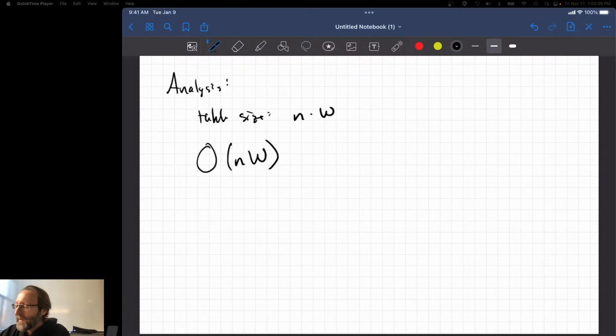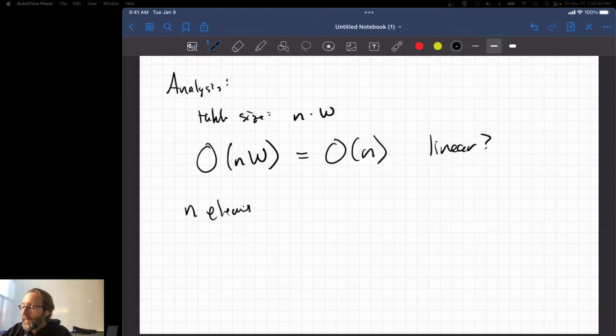So, is it order n? In other words, it's linear? No. Depends on what w is. Good. There's not really a relation between n and w, is there? We could put a bound on it, though. So, there are n elements in the input.